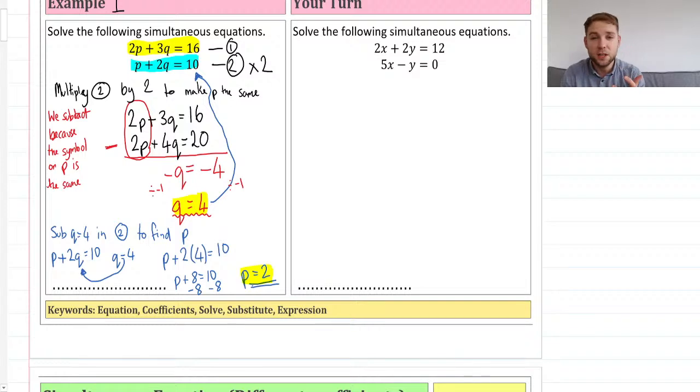Now it's very similar to the questions we've just been doing, but the difference is we need to times one of our equations to make either P or Q the same. That's the difference, okay? It's very similar apart from that. I'll give you a second just to get that down.